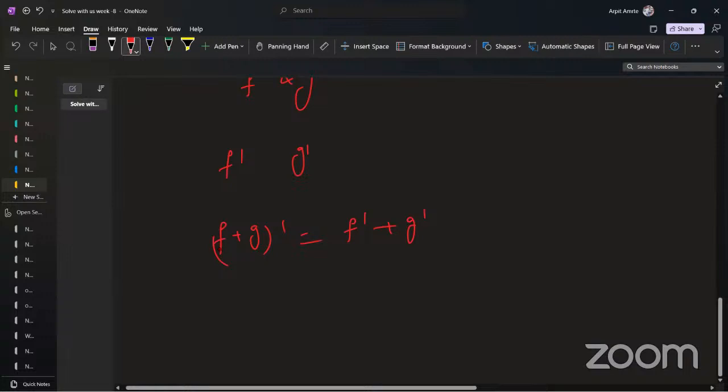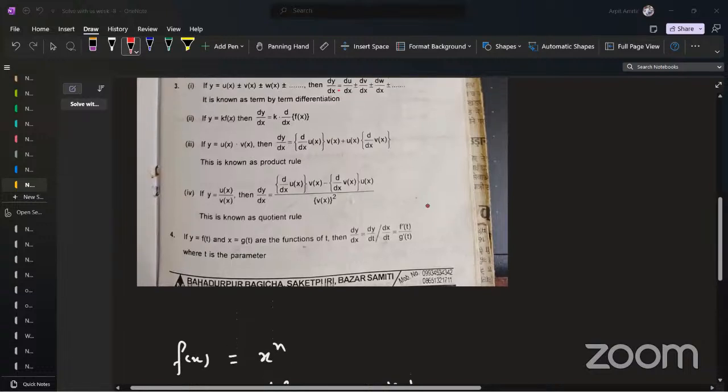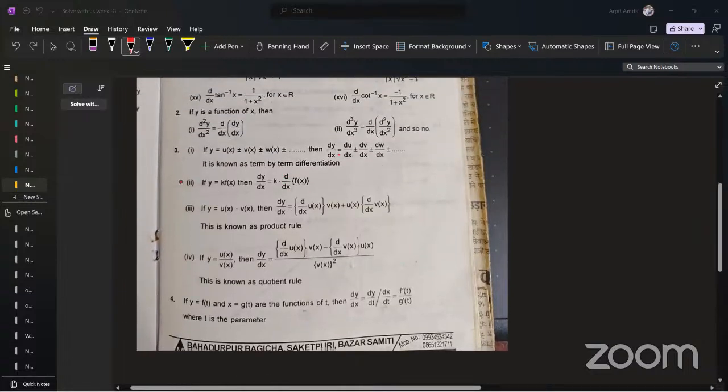What will be the differentiation of f plus g? It will be differentiation of f plus differentiation of g. That we have discussed, right? Yes. So this is that one. This one we have also discussed.